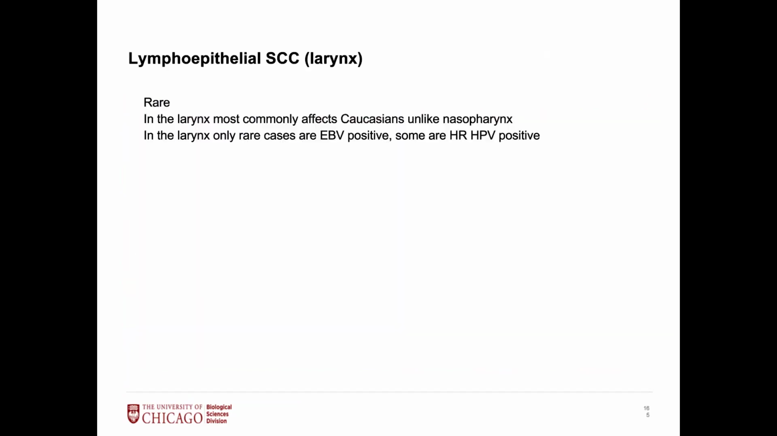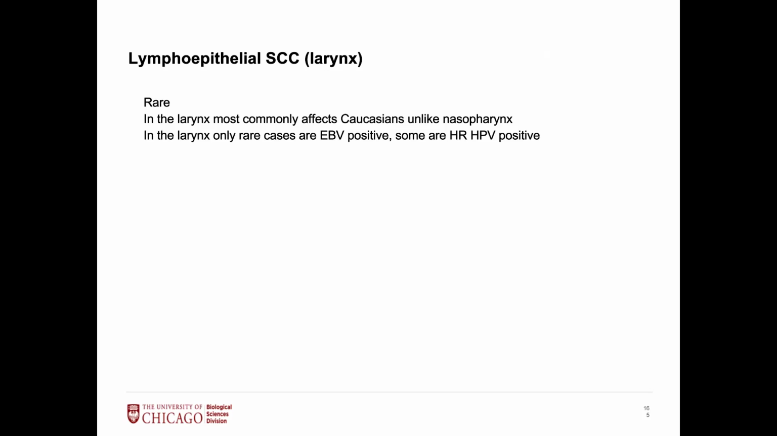Lymphoepithelial. So right now I'm talking about lymphoepithelial of the oral cavity or of the larynx. I'm not talking about lymphoepithelial-like carcinoma of the nasopharynx. We're going to talk about that later. So in the larynx, it's mostly Caucasians. In the nasopharynx, we mostly think about Asian countries or Africa. And they're only rarely EBV positive. Some of them can be HPV positive.